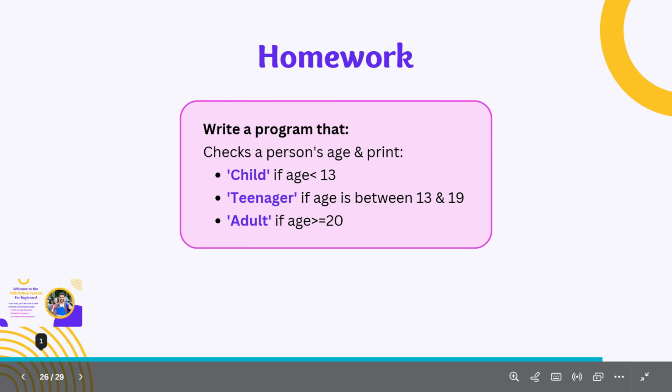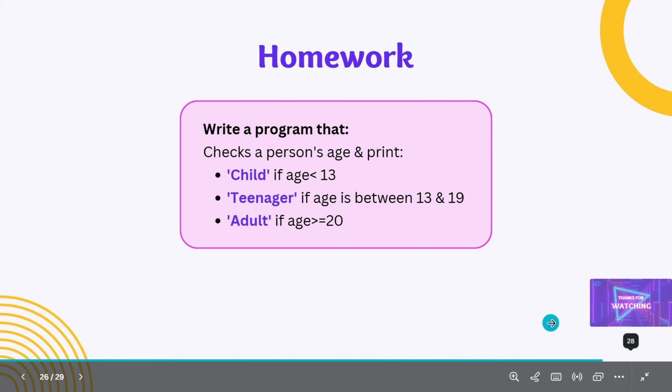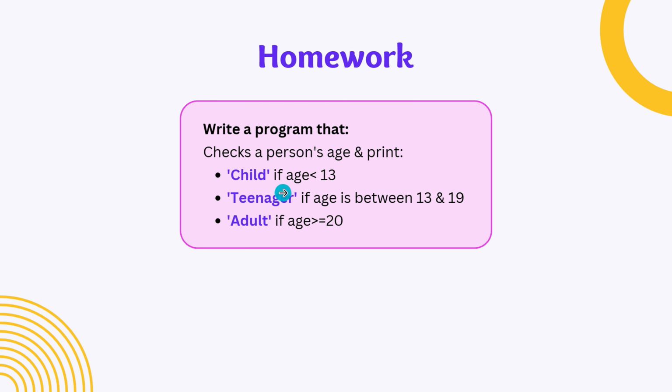For homework, write a small program that checks a person's age and prints child if age is less than 13, teenager if age is between 13 and 19, adult if age is greater or equal to 20.